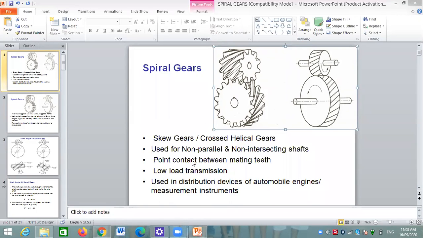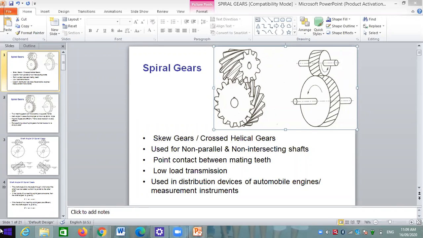The contact between two mating gears in a spiral gear is a point contact. Always remember that in a spiral gear, the contact between the two gears is a point contact. Due to the point contact, it is a low load transmission. Spiral gears are used for low load transmission, in distribution devices of automobile engines and in measurement instruments.